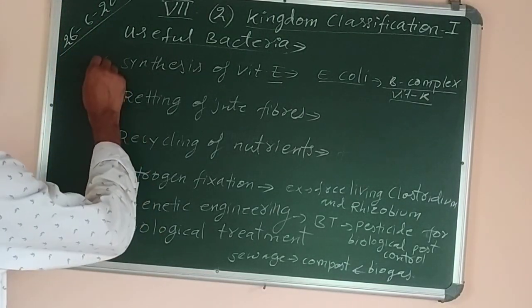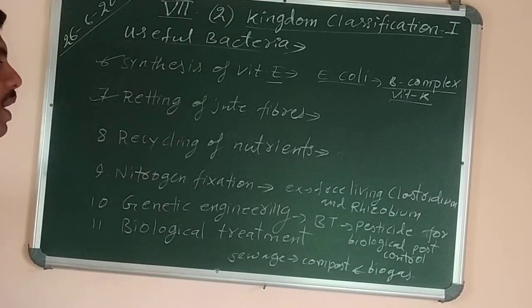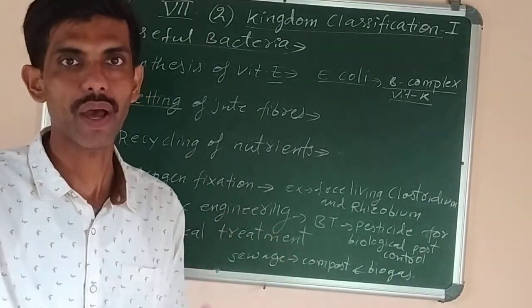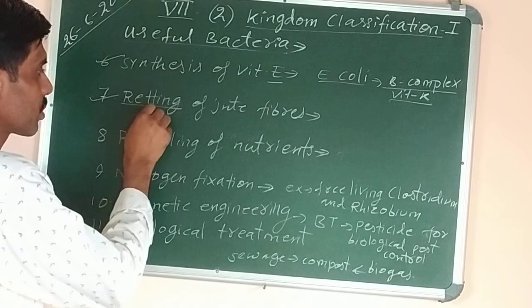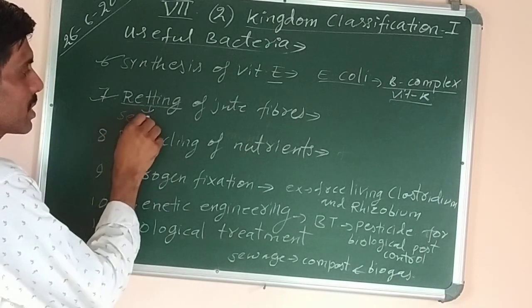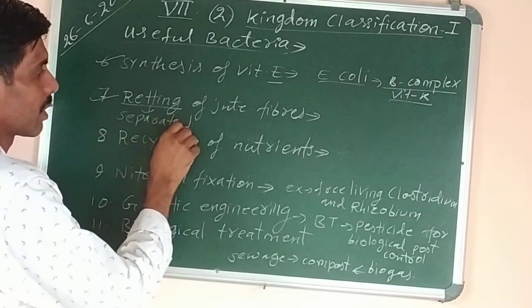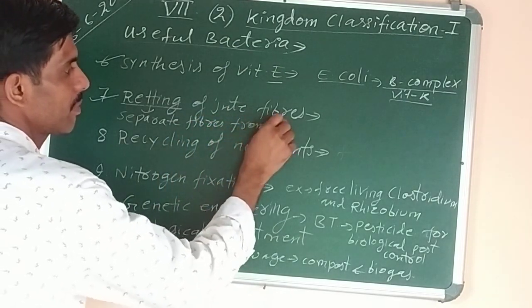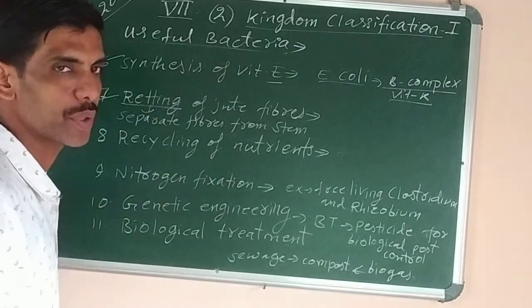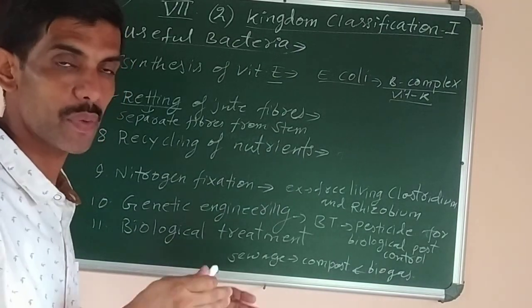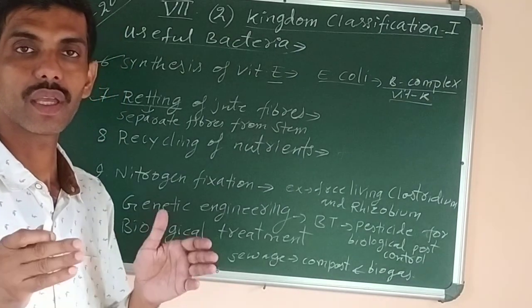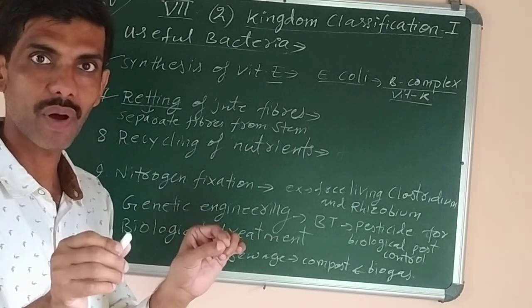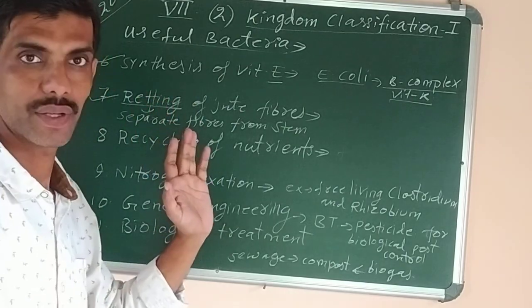Then next one is number 7, retting of jute fibers. What is the meaning of the word retting? Retting means to separate the fibers from the stem. So I will write it here so that you can understand. Retting means to separate fibers from the stem of the plant by decomposition. Bacterial decomposition means bacteria will act on the fibers and separate them from the cell wall of the plant. Okay.